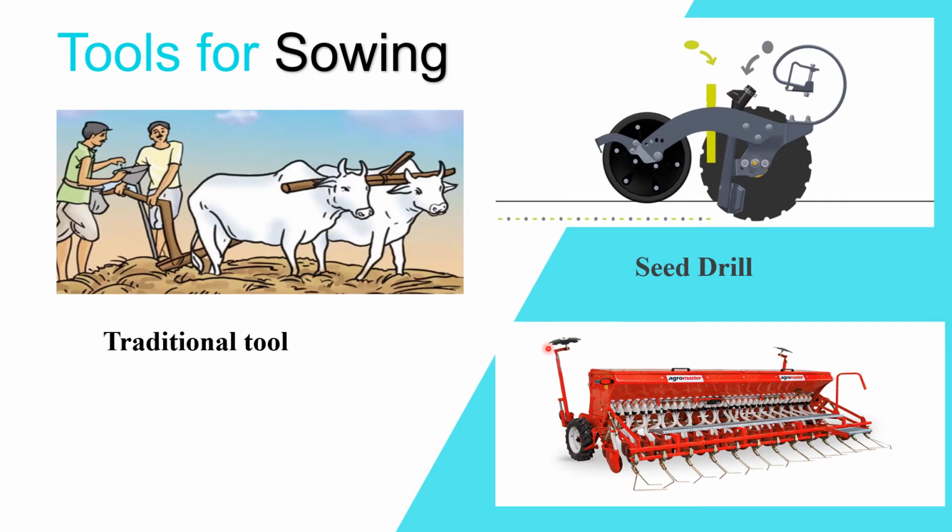Whereas nowadays we have the modern equipment called machine seed drills, which are operated or pulled by machines, and this is more efficient because the proper distance between each of the seeds sown can be maintained successfully.